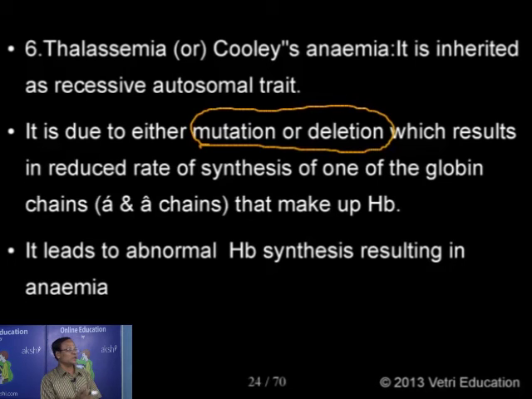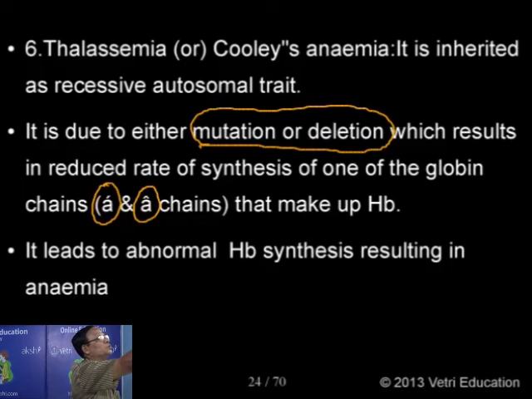We have two chains, alpha and beta chains. Now this is the alpha chain and this is the beta chain. So there is a reduction in the synthesis of globin chains, either alpha or beta chains that make up the hemoglobin molecule. As a result, we have abnormal synthesis of hemoglobin. Abnormal synthesis here is nothing but reduction in the amount of hemoglobin that results in the disease. So it is a quantitative problem. Unlike sickle cell anemia, which is a qualitative problem, this is a quantitative problem. The amount of globin synthesis has been reduced because of either deletion or mutation or both.